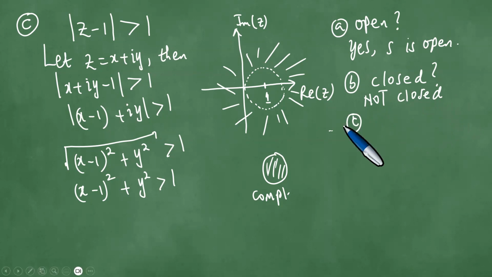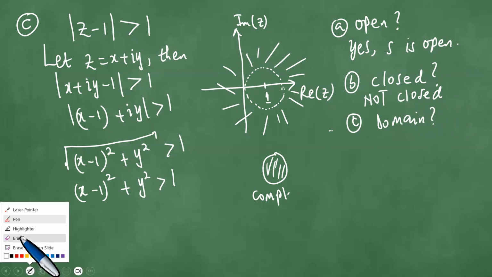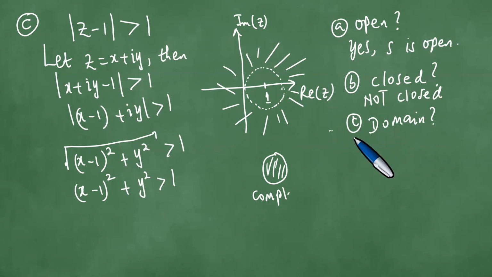We continue to the next question, the C part. Is it a domain or not? Let's check that part. Now, a domain must first be open and connected. It is open, and it is also connected. So yes, S is a domain.